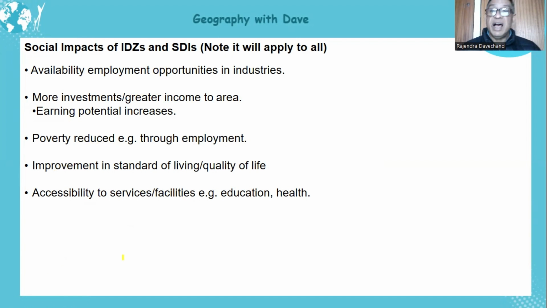Social impacts: again, you'll notice the availability of employment opportunities there because of the various industries, etc. And if you put it in a social context, by having many industries, there's more employment, more people become employed. And if they become employed, obviously they'll have money to improve their quality of life. Can you see the two different contexts that we put it into? There are more investments and greater income to the area, which then actually increases the earning potential of the people and better salaries.